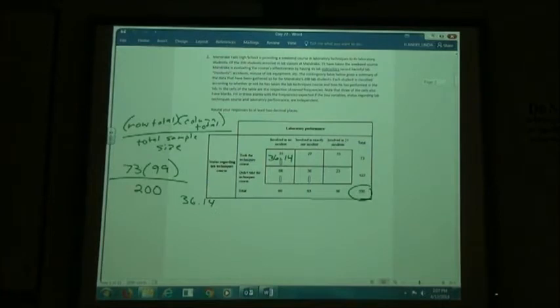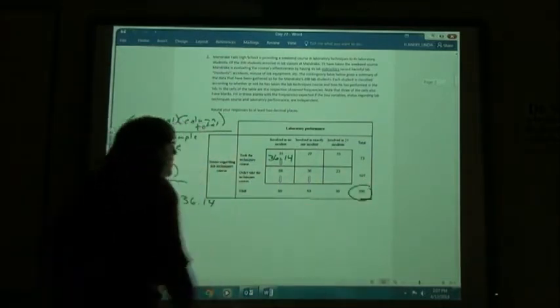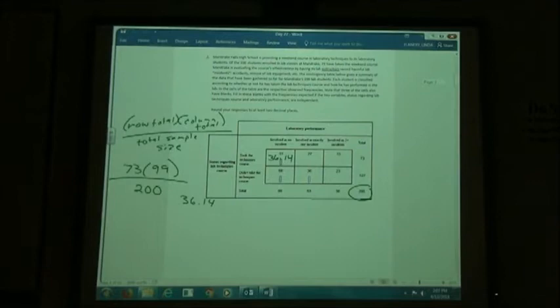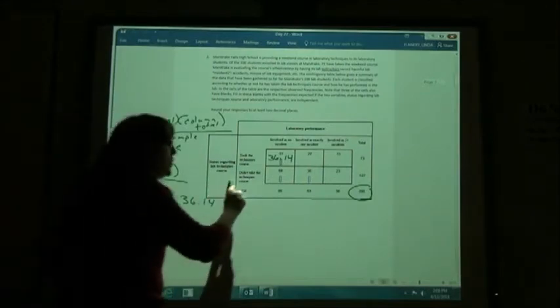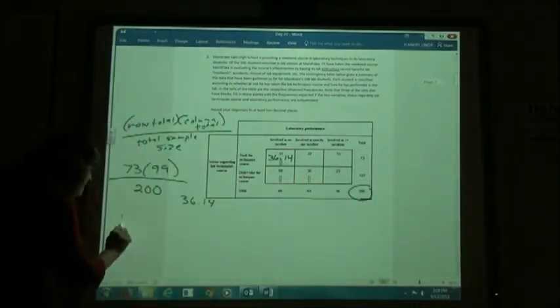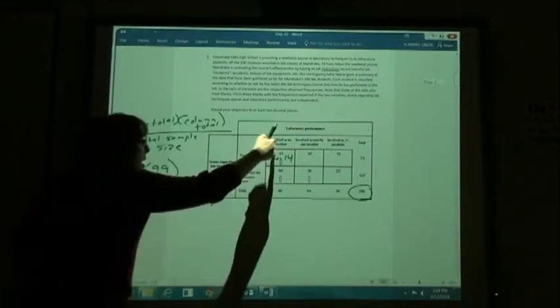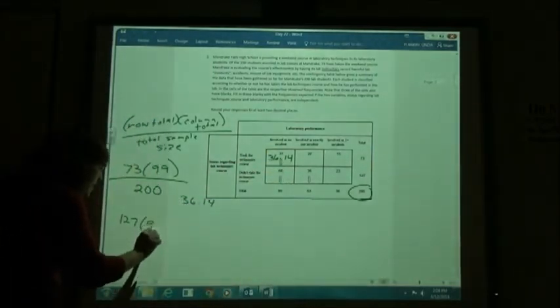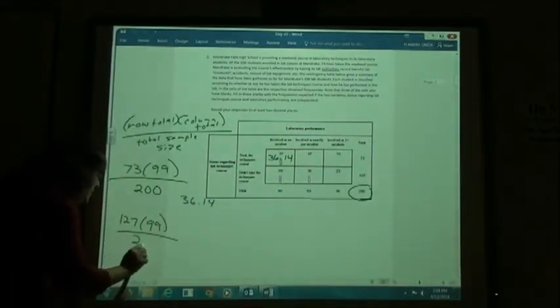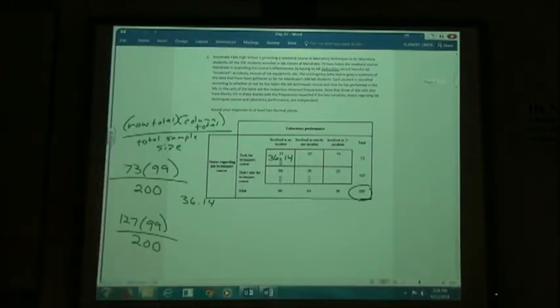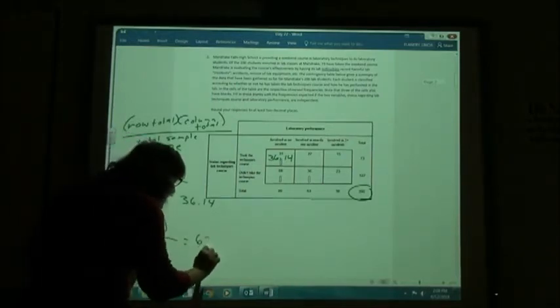My next box is down here in my second row. I want to take my row total, 127, times my column total, 99, divided by my sample size, which again is going to be my 200. Just going to grab my calculator. 127 times 99 divided by 200 should give you 62.87.